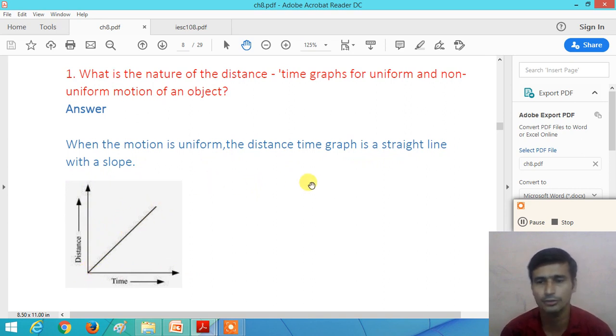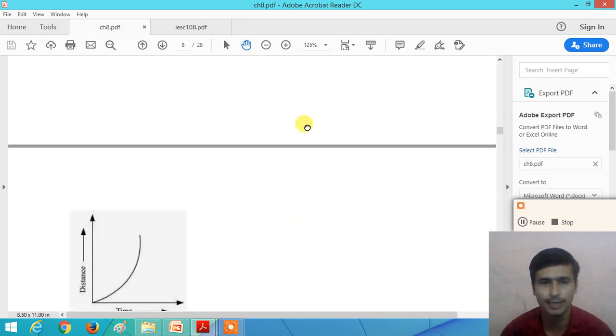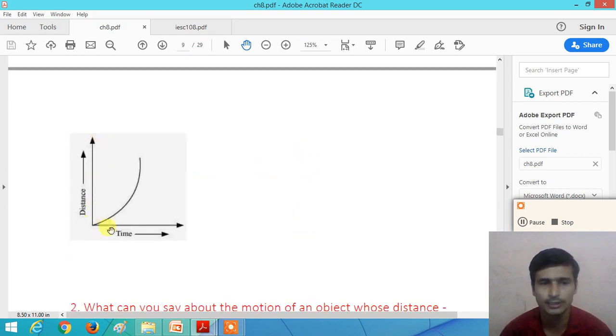So we have to draw only this graph. The distance time graph is a straight line for the uniform motion, and when the motion is non-uniform, the distance time graph is not a straight line. It can be any curve, any type of graph like this. The distance time graph is a curvature, or we can draw the graph randomly, right? For the non-uniform motion. So draw both graphs for the uniform motion and the non-uniform motion.